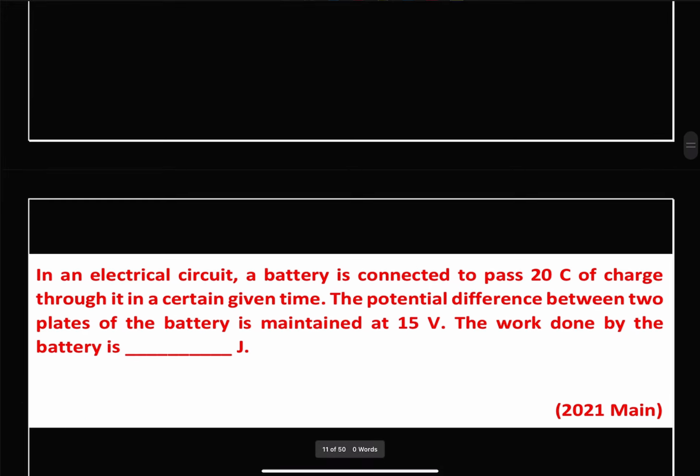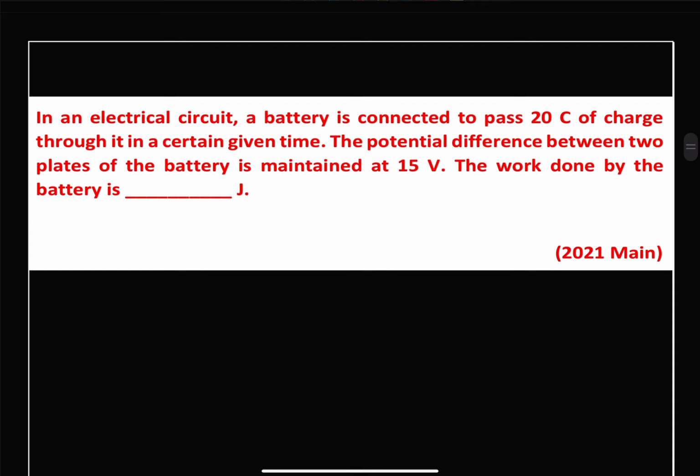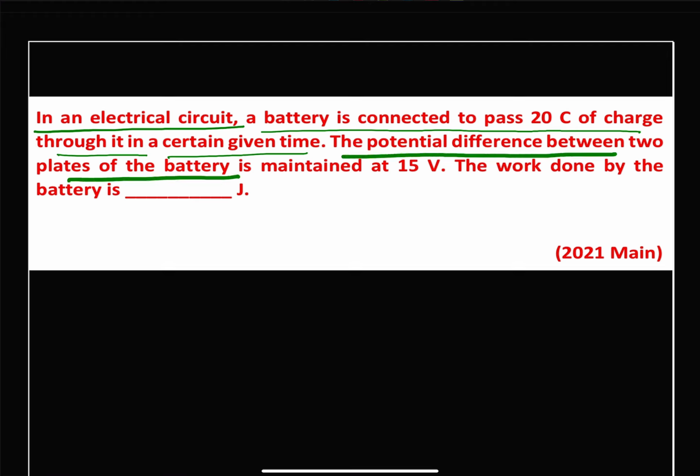We are given, in an electrical circuit, a battery is connected to pass 20 Coulomb of charge through it in a certain given time. The potential difference between the two plates of the battery is maintained at 15 volt. The work done by the battery is? So basically work done in moving a charge is a basic formula, that is work done is equal to charge multiplied by the potential difference. So this is directly based on the formula.